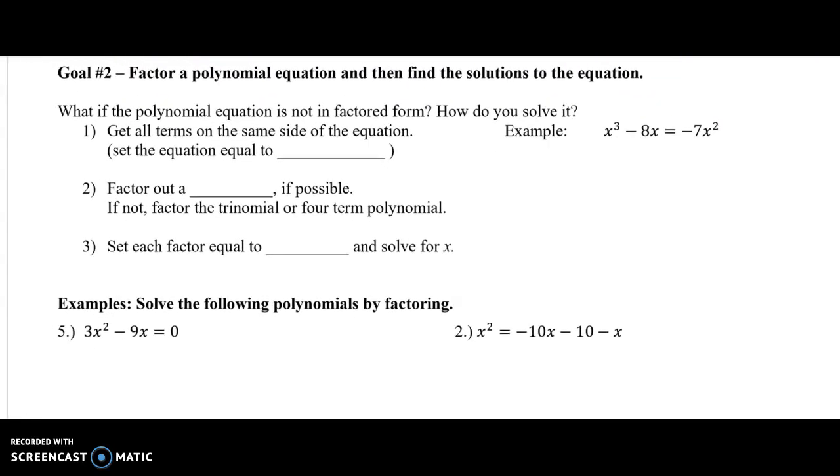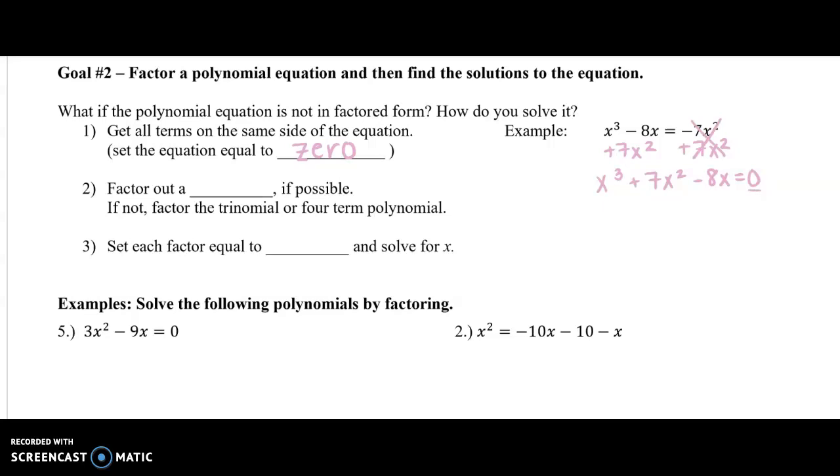We first get all of the terms on the same side of the equation. Okay, that's the first step. So we want to set the equation equal to 0. If we look over here in this example, the first thing I'm going to do is bring that negative 7x squared to the other side. So I'm going to add it to both sides. Now I have x to the third plus 7x squared minus 8x is equal to 0. You always want it to be equal to 0.